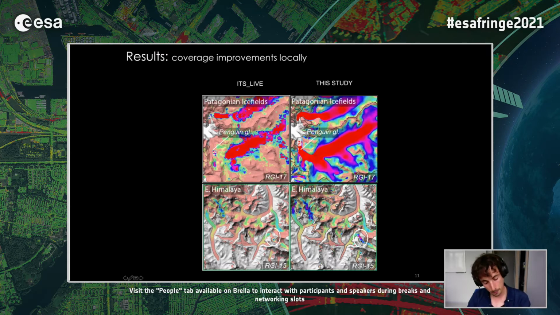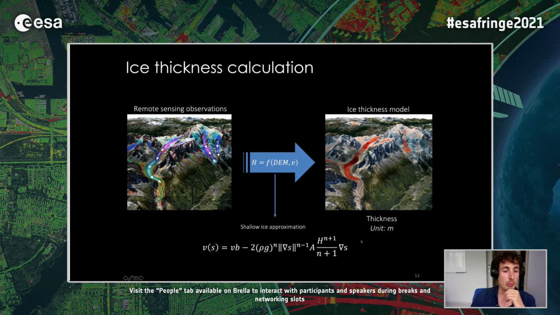Okay. So now I'm going to move to the part on the ice thickness calculation. We used a simple approach based on the shallow ice approximation, which links the ice thickness with the surface velocity, the surface slope, and the creep parameter of the ice, A.